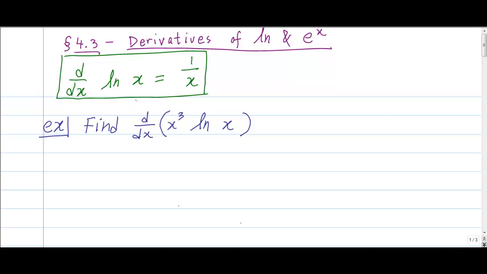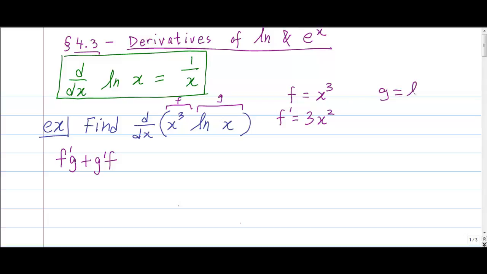So now this is a product, so we have to use the product rule. Call this guy f, this guy g, and we need to do f prime g plus g prime f. Okay, so let's write down all our pieces. F is x cubed. F prime, the derivative of x cubed, is 3x squared. G is natural log of x. And g prime is the derivative of natural log of x, which is 1 over x.